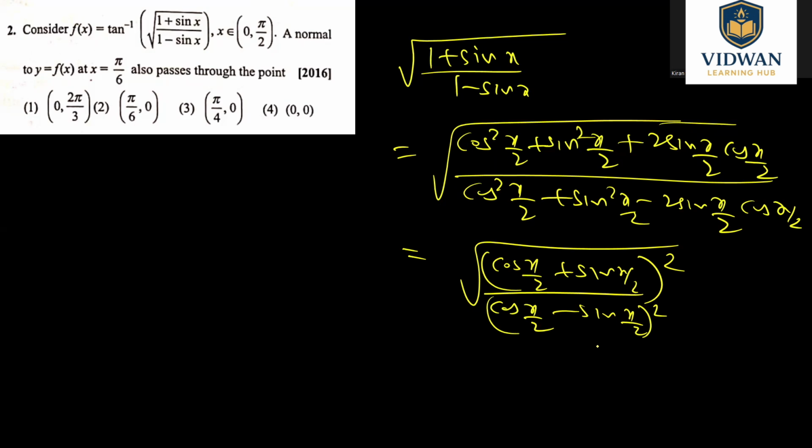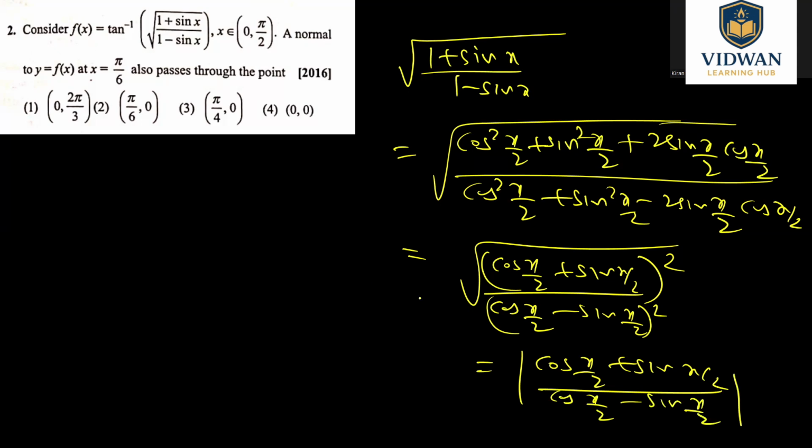So when you convert like this, it becomes a plus b whole square, a minus b whole square, and root and square, if you cancel, you get a mod. So cos x by 2 plus sin x by 2 by cos x by 2 minus sin x by 2. Till here, it's only the trigonometry part. After that, only the derivative part will start.